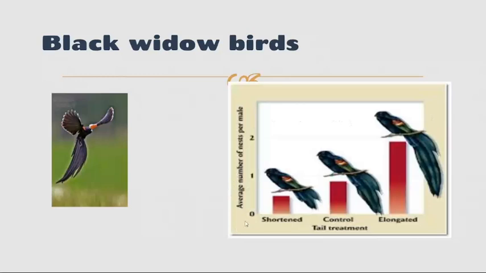So you see, this is the number of mates. These super long tails tend to get almost 2 mates. And the shortened ones that we cut off barely get any mate, not even 1. And the normal ones get around 1. So this is completely non-random mating, because not all of them have an equal chance to mate. And the one with the huge long tail clearly has a better chance to mate than the others.